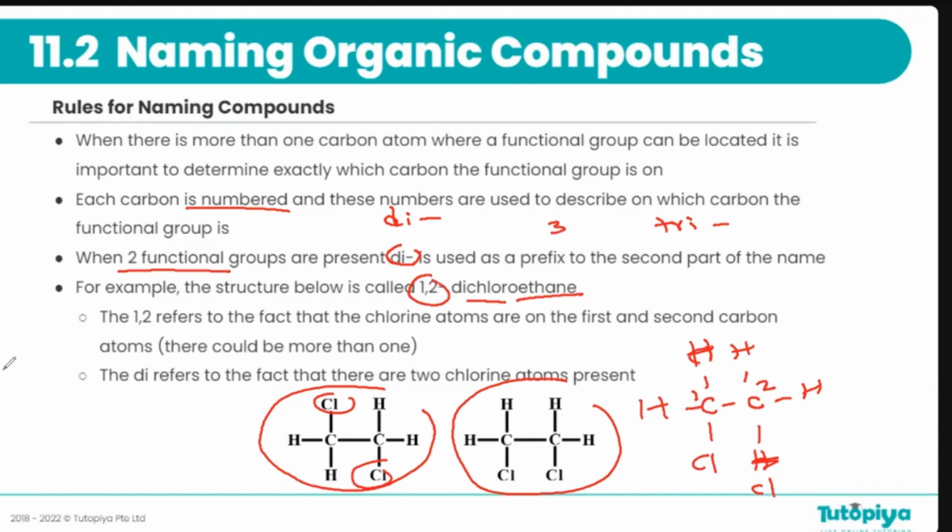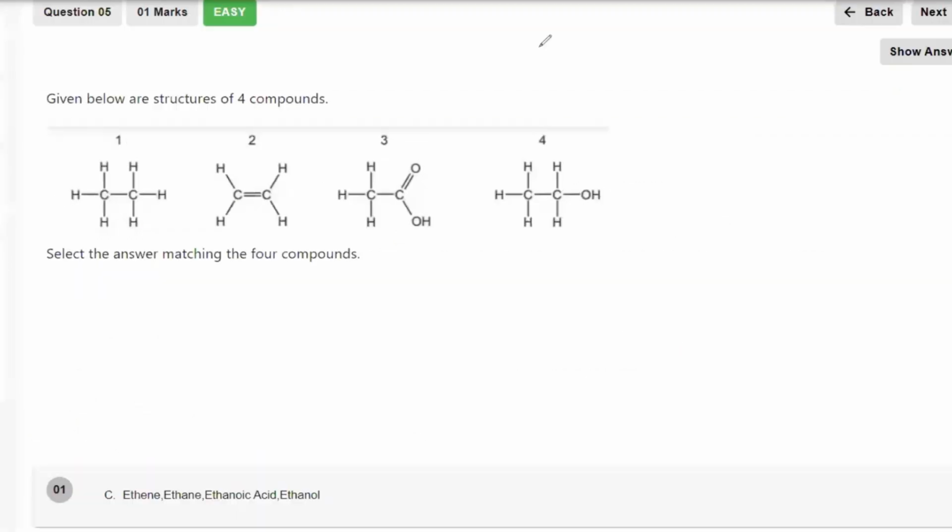But say if it says 1,1-dichloroethane, then this means both chlorines are on the same carbon. Okay? This way we can figure out where the functional group is and how many of the functional group are present in the same molecule. This gives additional information about the particular organic compound. Now that we have covered the theory for this topic, let's have a look at a few past paper questions.